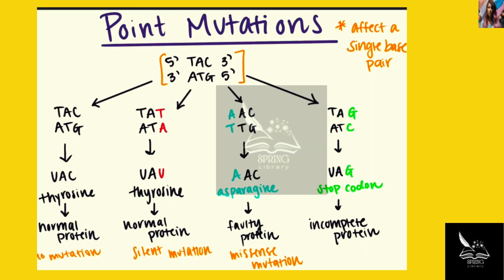And then lastly, instead of TAC, you have TAG in the 5', 3', and then you have ATC instead of ATG in the 3', 5'. That's going to encode for the mRNA of UAG, which is a stop codon. And so that's going to result in an incomplete protein, and that's because the stop codon was substituted for the ideal amino acid, which is tyrosine. So this is going to be a nonsense mutation.